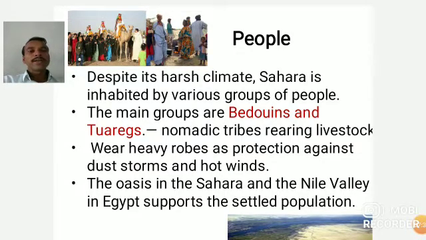Livestock means the animals. Protection against the dust storms and hot winds.